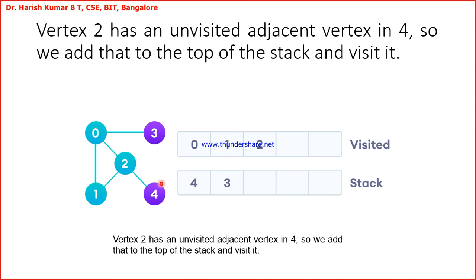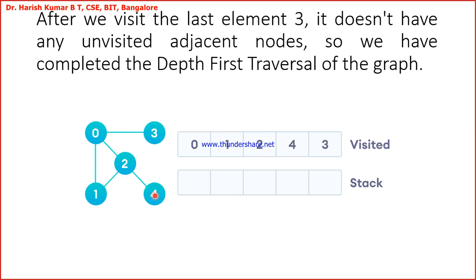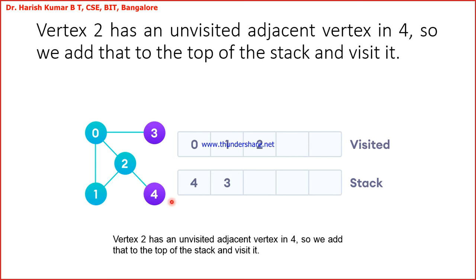Okay. Now I got to visit 4, and I also look for the adjacent nodes to 4. The only adjacent node to 4 is 2, which is already visited. So now I cannot add anything on top of the stack because 2 is already visited. I just go for visiting 4. Okay. Next, 4 is visited.